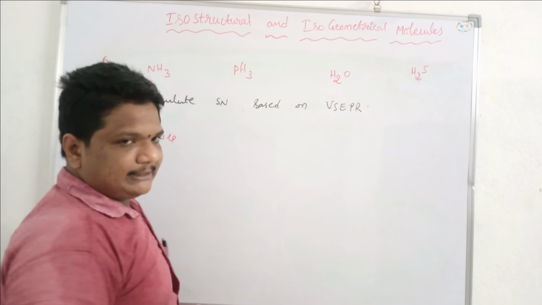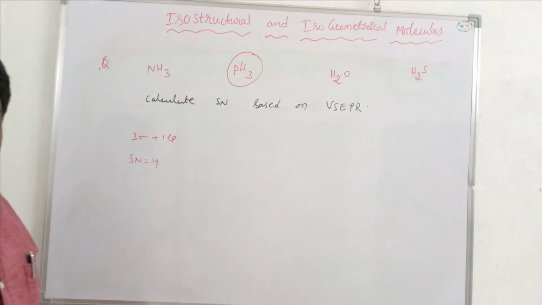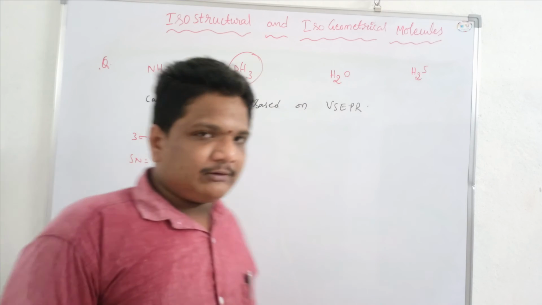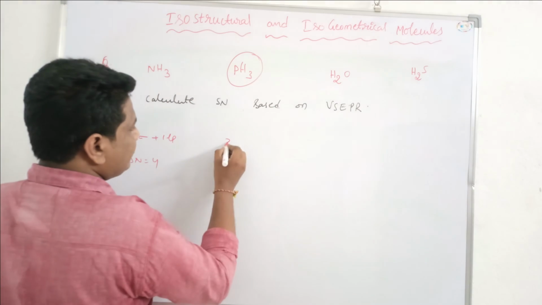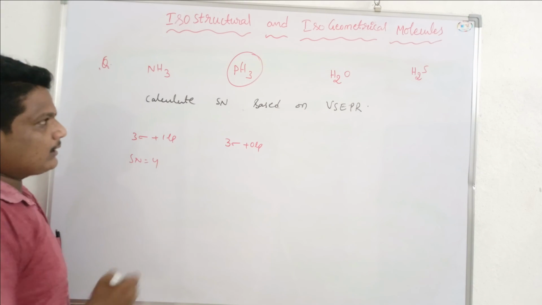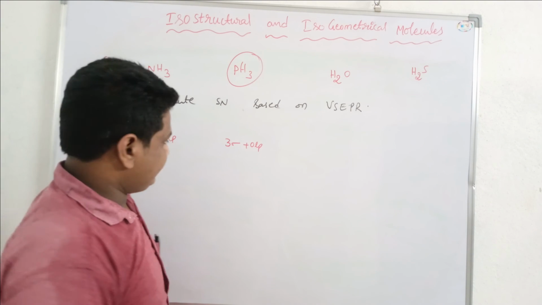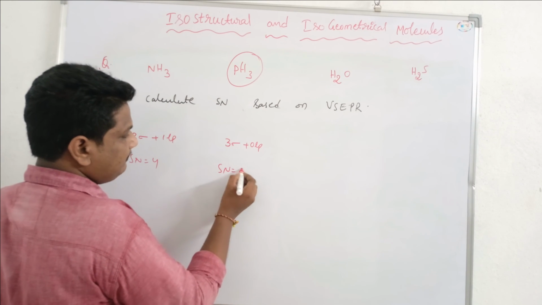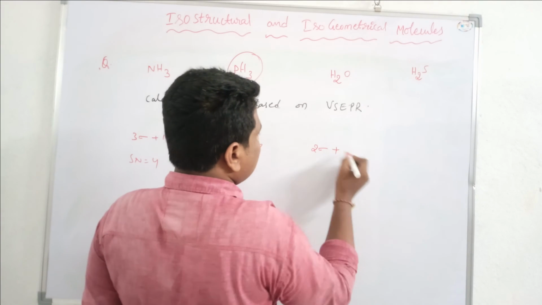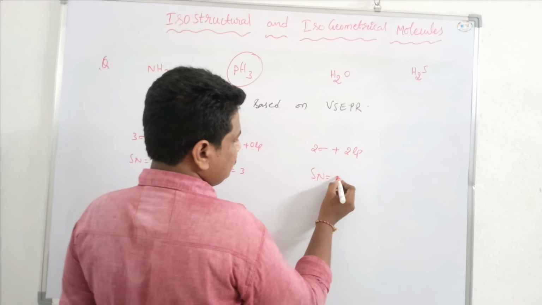And in the case of PH3, this is a Drago molecule. In the case of a Drago molecule, the lone pair present on the central atom is stereochemically inactive. So we can observe 3 sigma bonds and 0 lone pairs. We consider it as 0 because the lone pair on the phosphorus is stereochemically inactive. So here we have only steric number 3. In the case of H2O, we have 2 sigma bonds and 2 lone pairs which are active. So here the steric number is 4.